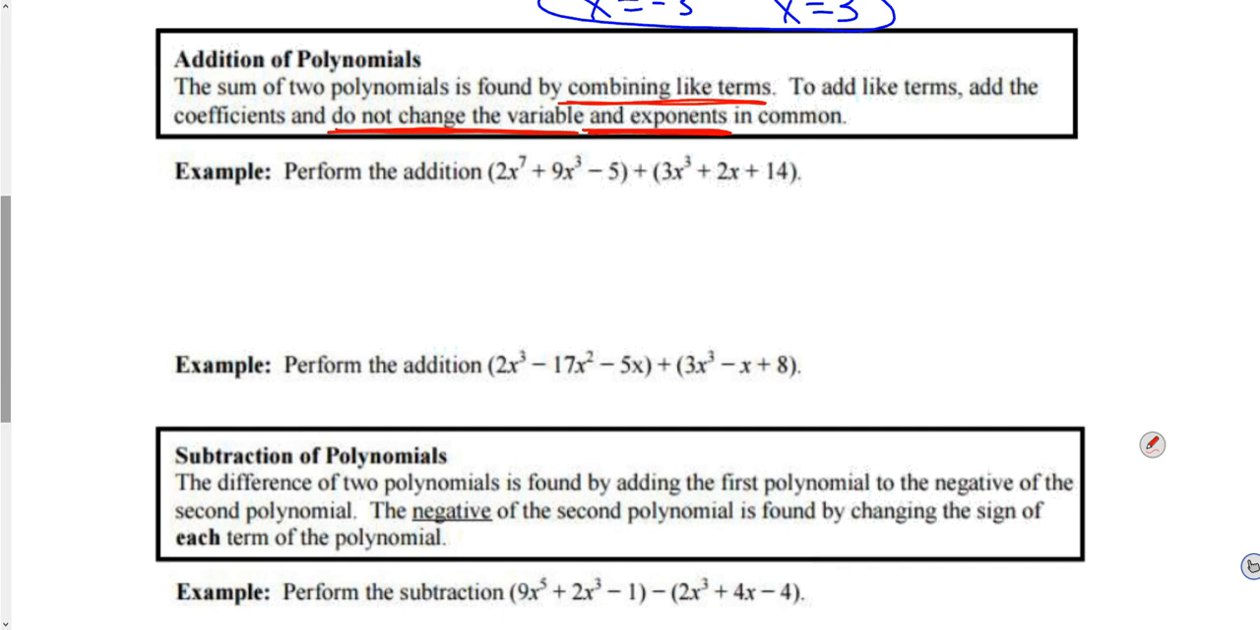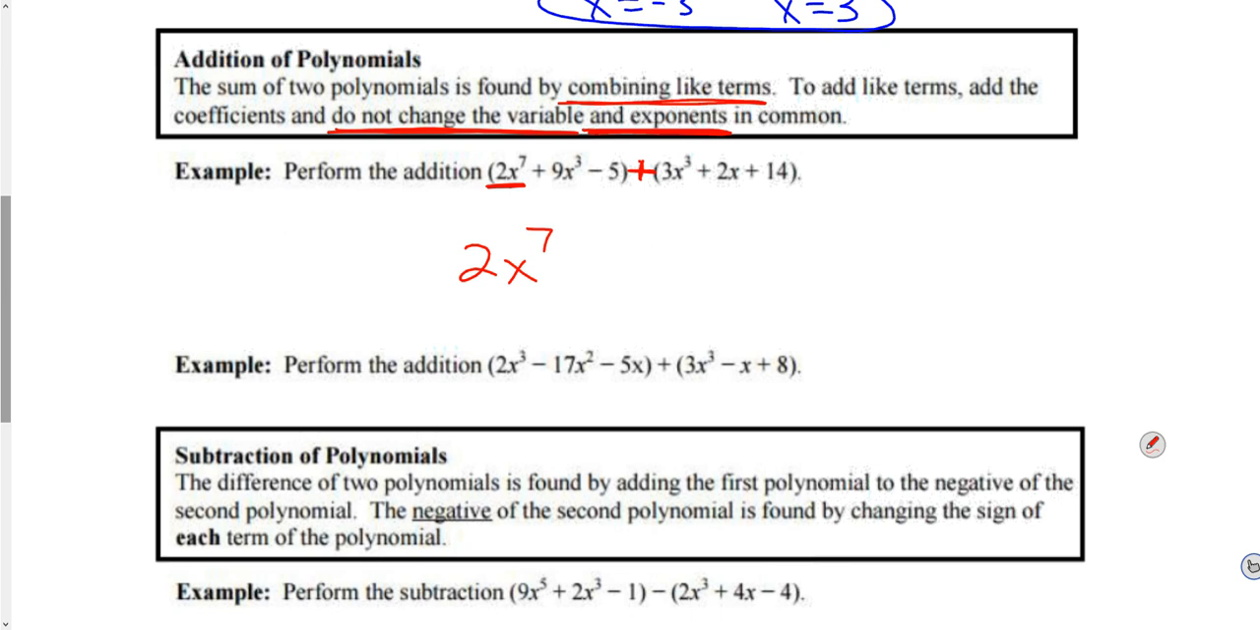So in this problem, first of all, how can you tell it's add? It's add because it has a plus sign in between the 2 parentheses. So all we need to do is combine like terms. So I'm going to take the 2x to the 7, and I'm going to look for a 2x to the 7 in the other one. It doesn't have one, so I just bring it down. So that first part of the answer is 2x to the 7.